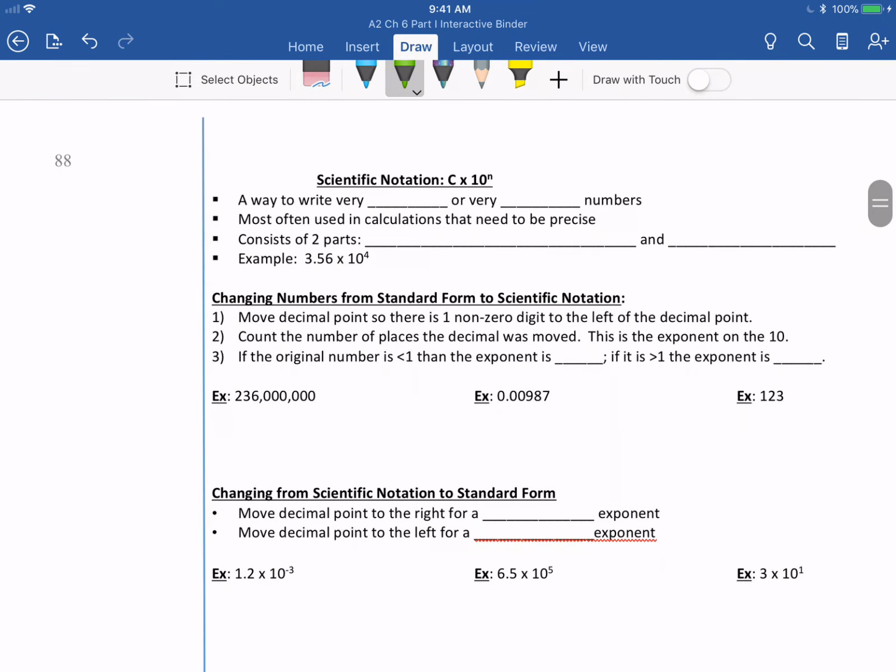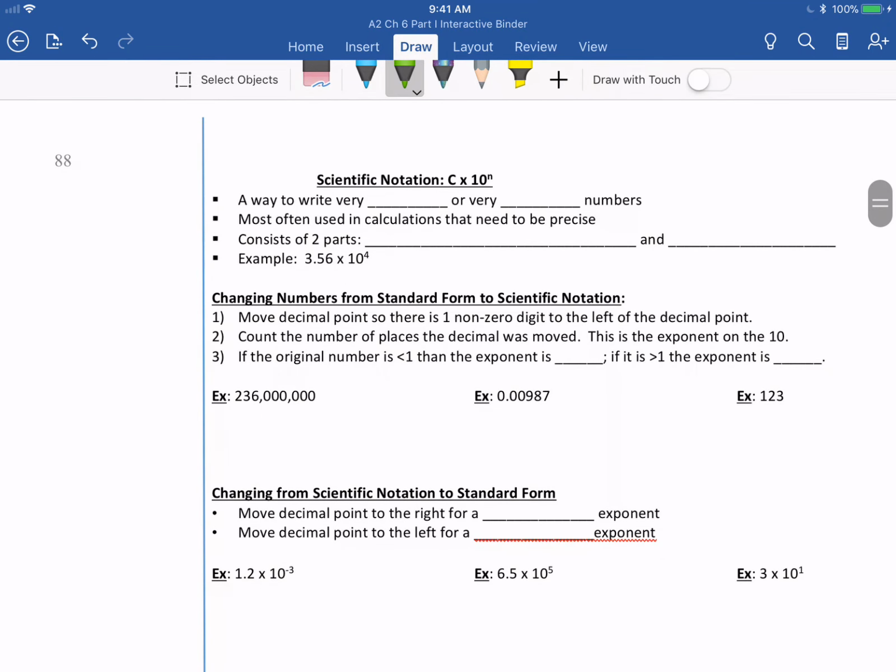As we go on to the last part of this section, we look at scientific notation. You have looked at scientific notation a lot in Algebra 1. If you're going through biology or different things like that, you use scientific notation in those classes as well. So this is just a quick little review.